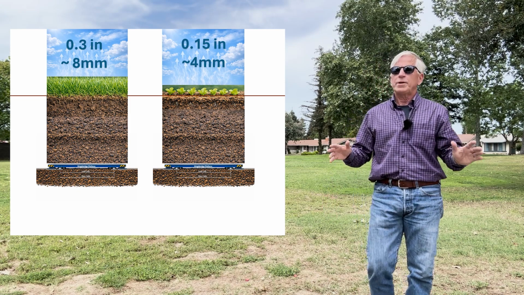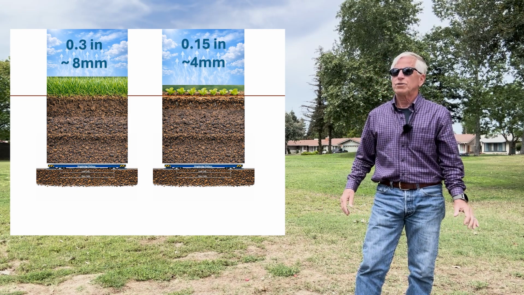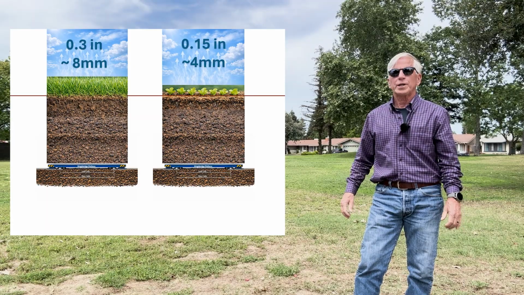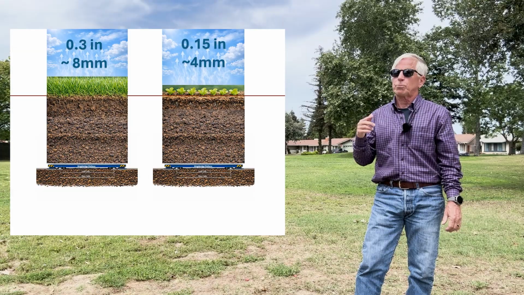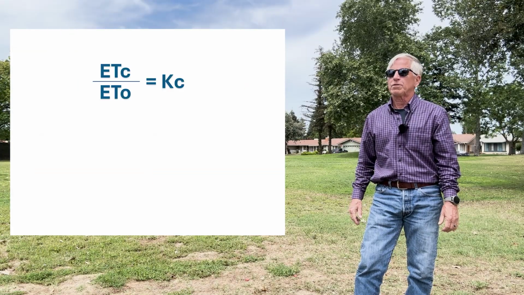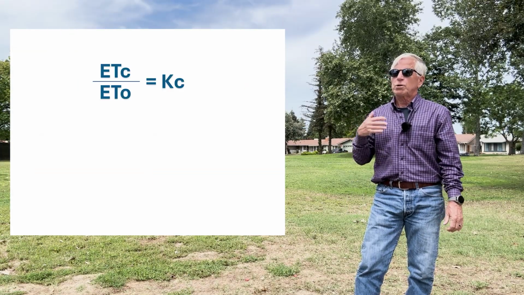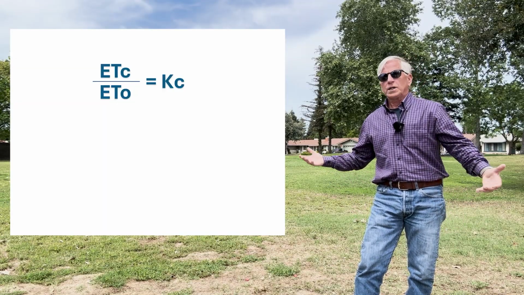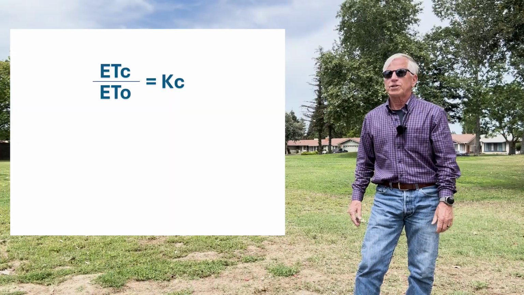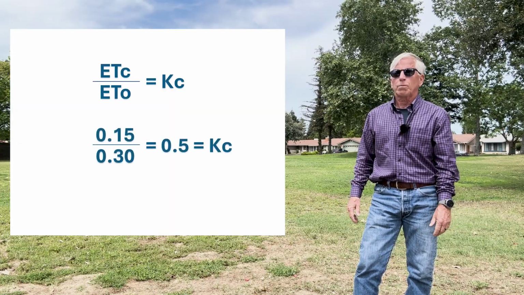Let's say on a warm day, the grass box loses enough weight to be the equivalent of 0.3 inches or 8 millimeters of water, while the target box loses 0.15 inches or 4 millimeters of water. The ratio of the crop loss, or ETC, over the grass loss, or ETO, would be your crop coefficient. In our example, it would be 0.5.